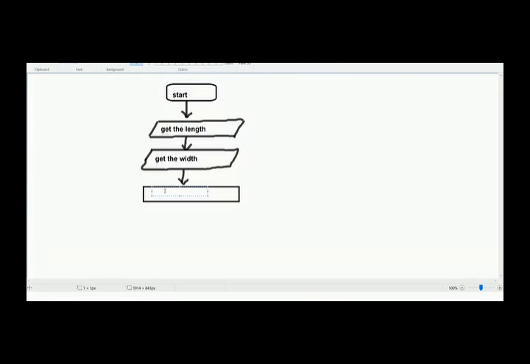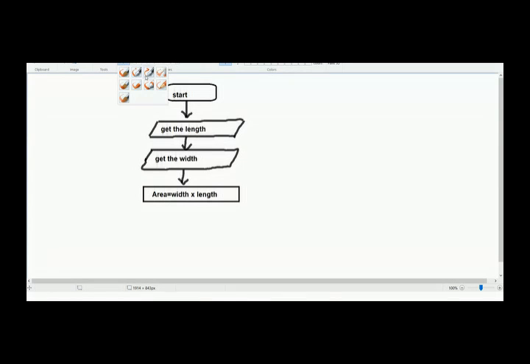So I'm going to write area equals. So I'm going to write my formula here. Area equals width into length. After I enter the data, then I will get my answer. Okay, so this is my formula, right? Area equals width into length.